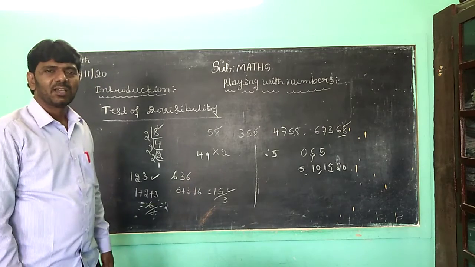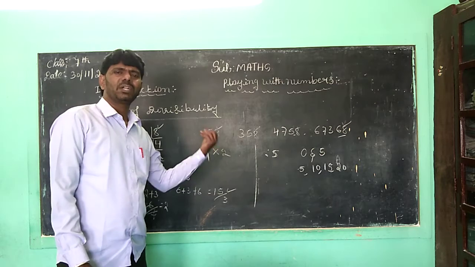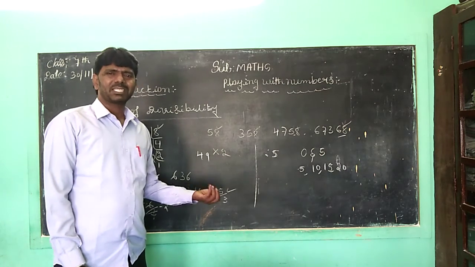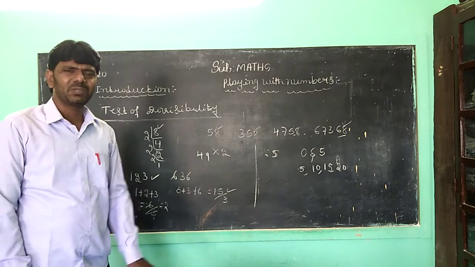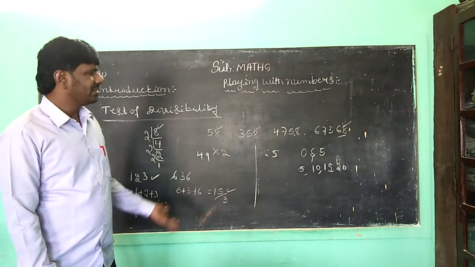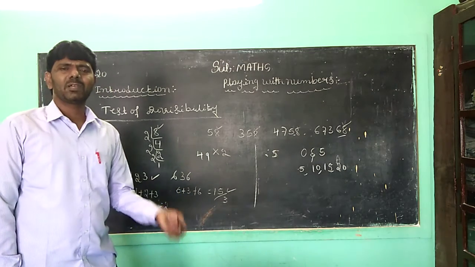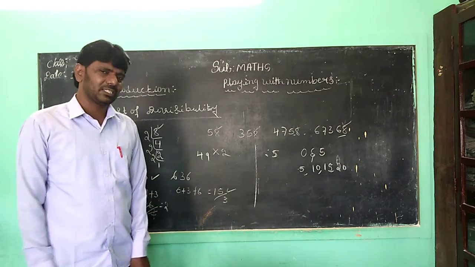That is 6. Divisibility of 8 means those numbers can be easily divided by 2 and 4. And 10 means those numbers ending with 0 are all divisible by 10. And divisibility of 9 is similar to 3. Those numbers are divisible by 9. Correct, children?